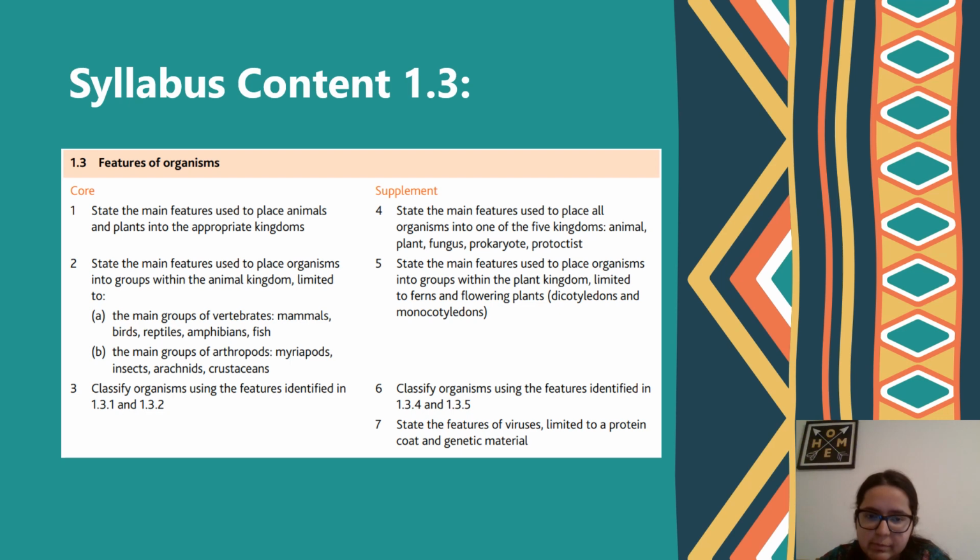This is the syllabus content 1.3, in which we will be classifying the animal kingdom into the main groups of vertebrates such as mammals, birds, reptiles, amphibians, and fishes, and the main group of arthropods, which are myriapods, insects, arachnids, crustaceans. We will also be learning about the plant kingdom. Plant kingdom is divided into two, which is ferns and flowering plants. Flowering plants are further divided into dicotyledon and monocotyledon plants. We'll also be learning about the features of viruses. So let's move on.